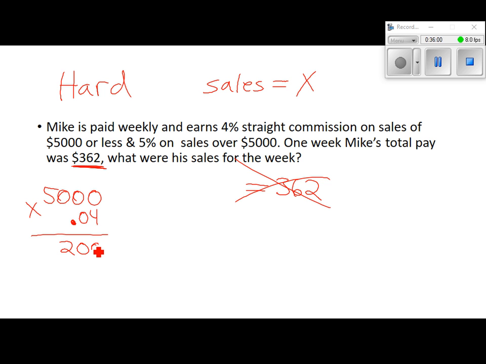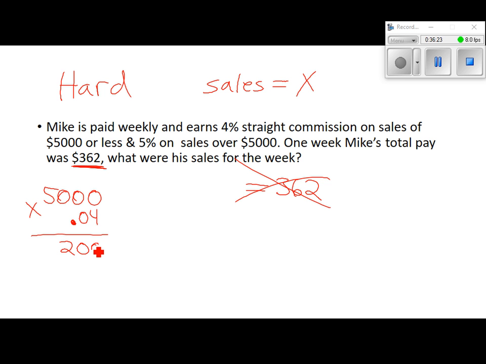So if he sold $5,000, he'd make how much commission? Did he make 200? No. He made more, didn't he? Yeah. So did he sell more or less than 5,000? He sold more. Well, we got to figure out how much more he sold than 5,000.